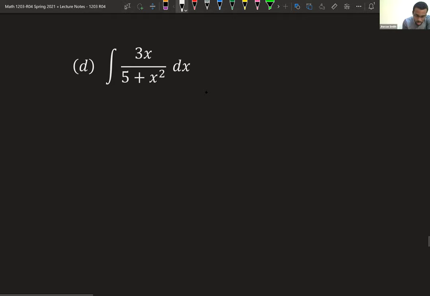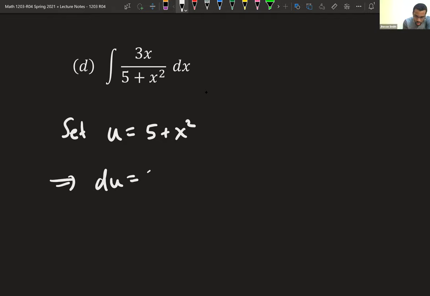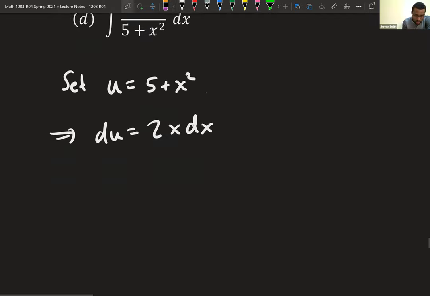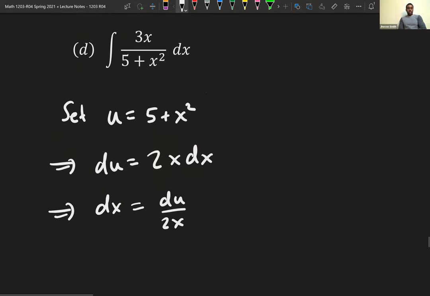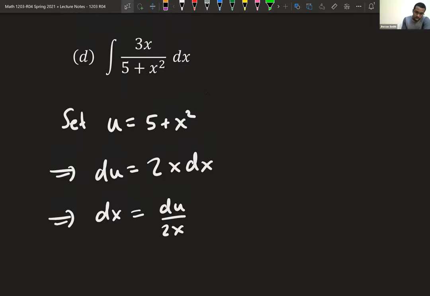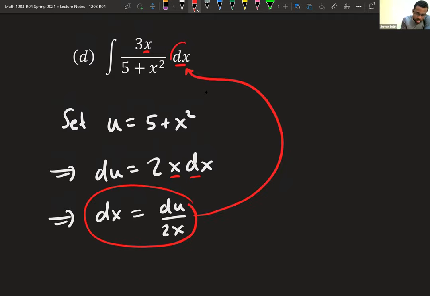So say u equals 5 plus x squared. This means that my du is equal to 2x dx. This means that my dx is equal to du over 2x, right? Now, the fact that there's an x dx here is nice, right? So x dx, here you have x dx, that's good, right? So your dx being this is going to replace that guy.